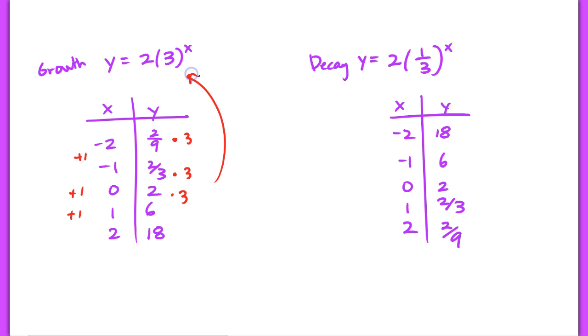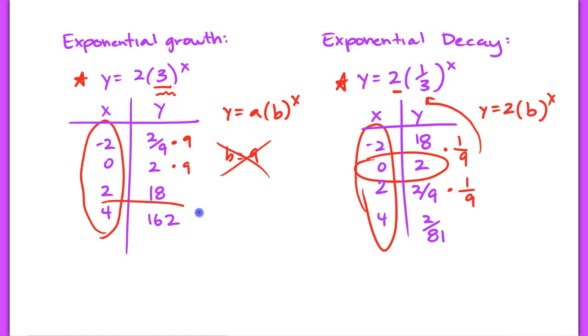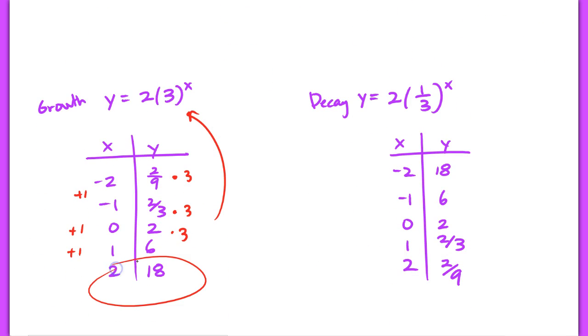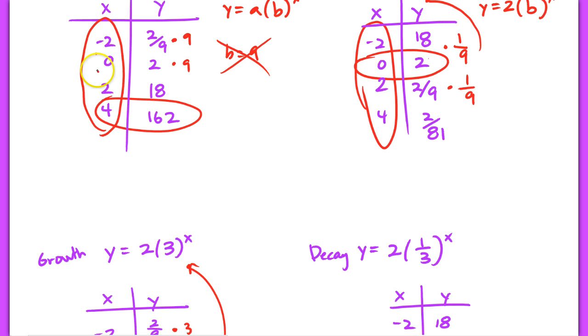It matches up to here. This is the exact same function, just different values, right? I have the point 4162 here. I'm missing that point here. I'm also including -1 and 1 here, where over here I skip those values.